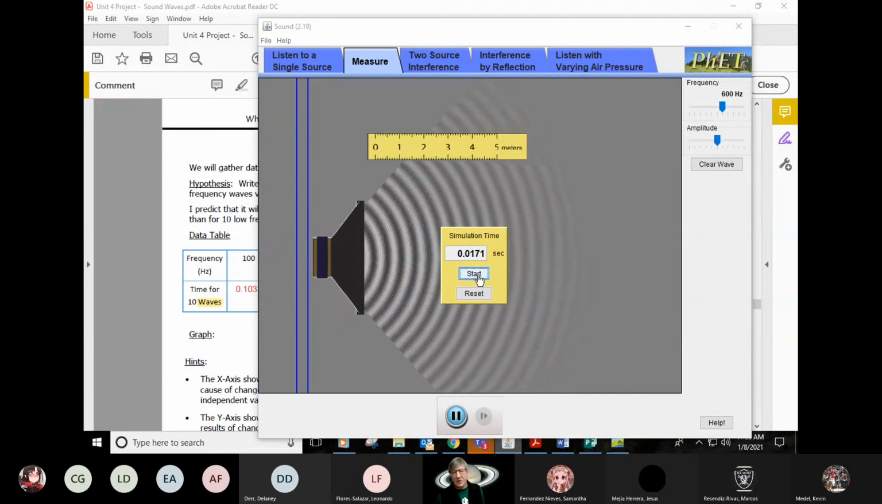And what do you think? Am I more likely to make errors in measurement at the slower or the faster frequencies? So, 0.0171 for 600 hertz. Let's move up to 700.